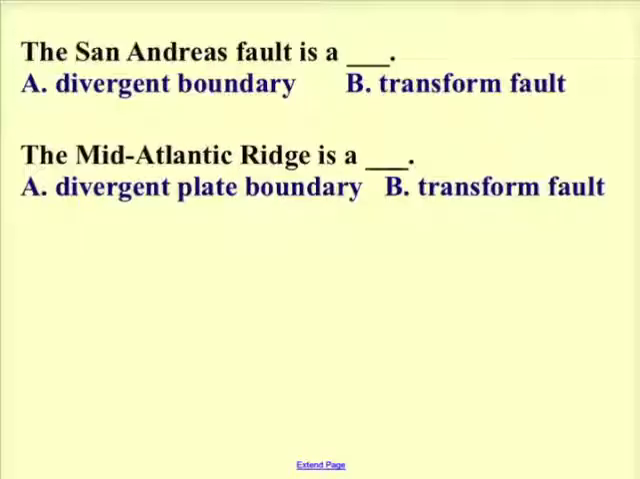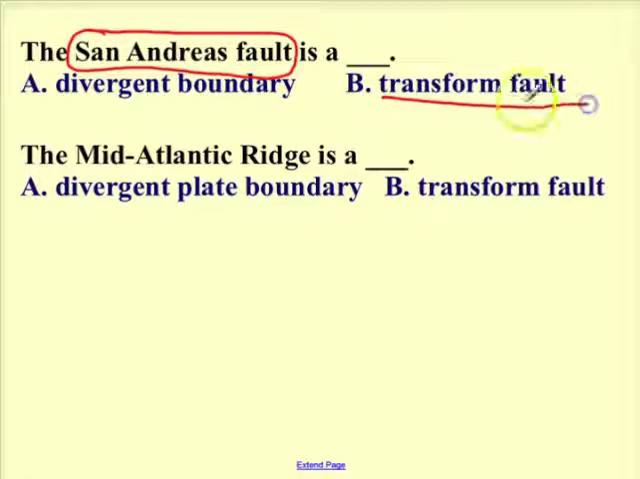Some more multiple choice ones. The San Andreas Fault is, if you remember, one of the most famous examples of these in the world, just because it's on land. Typically this does not happen on land, and it is a transform fault boundary.